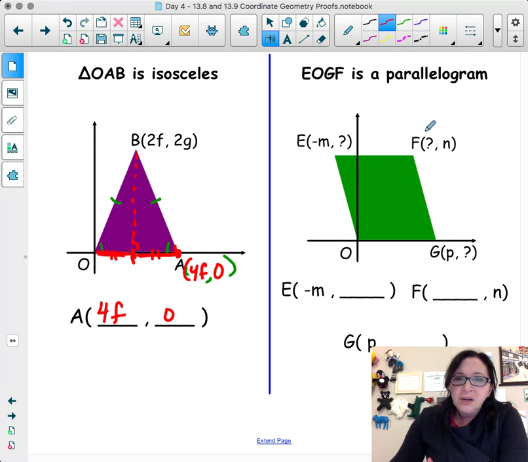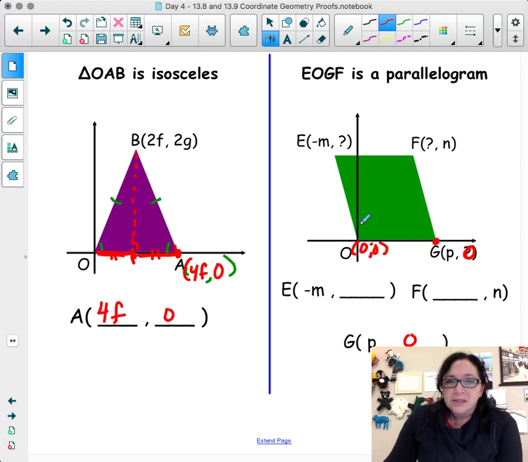Now, this one right here, this is (0, 0). This one would be over P, but not up any. So that would be (P, 0). So G is (P, 0). Now, a couple of things with this. Number one, for E, how far did we go up? Well, this one we went up N. Because this is parallel to this right here, those values are going to be exactly the same. So this would be (-m, N).